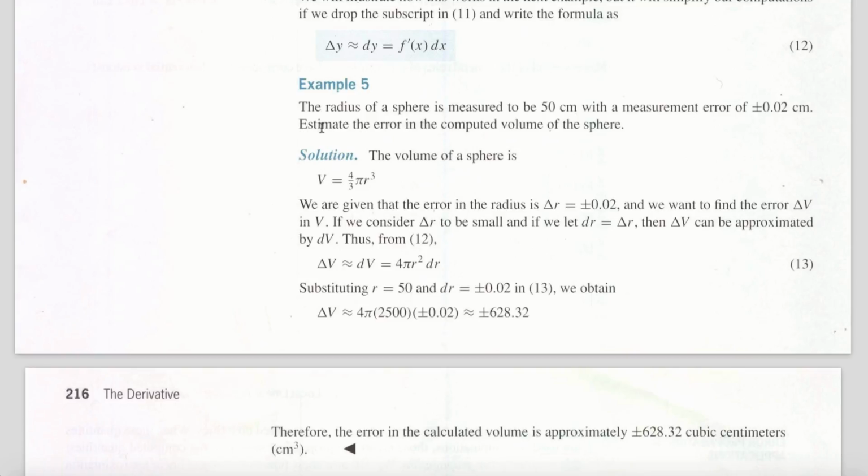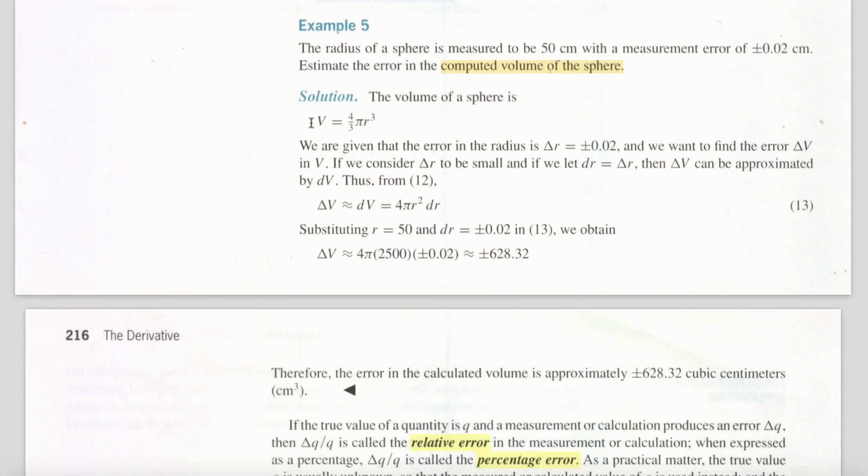Estimate the error in the computed volume of the sphere. So what do we know? We know the radius of the sphere is measured to be 50 centimeters, but it has a measurement error of plus or minus 0.02 centimeters. Our goal is to estimate the error in a volume computation. We know that the volume of a sphere is V equals 4/3 pi r cubed.